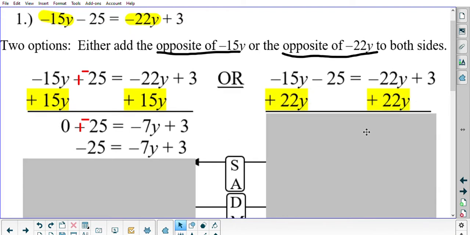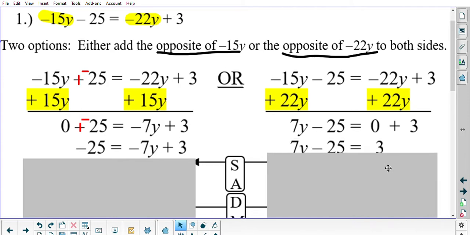The other option would be to add the opposite of the negative 22y, which would be the opposite of a negative is a positive. So if you add by positive 22y, then you'll get 0y on the right, which is just 0. 0 plus 3 is just 3. Now on this problem, if you do it this way, making the subtraction out of the opposite is not really helpful, not really needed. I mean, you can handle having 7y minus 25, right? So again, I'm going to start giving you the freedom here as to when you think it's going to make it helpful for you to make subtraction out of the opposite and when it's not.